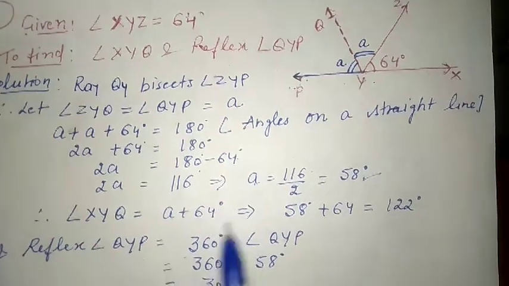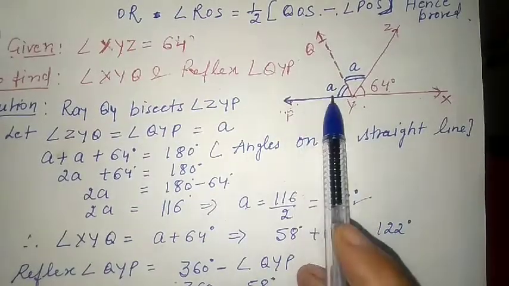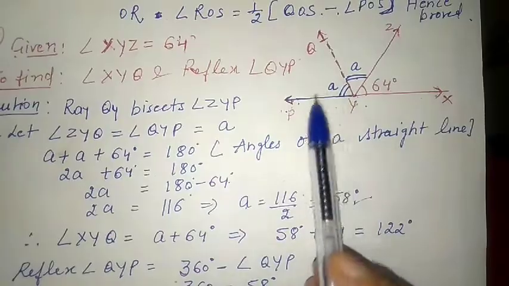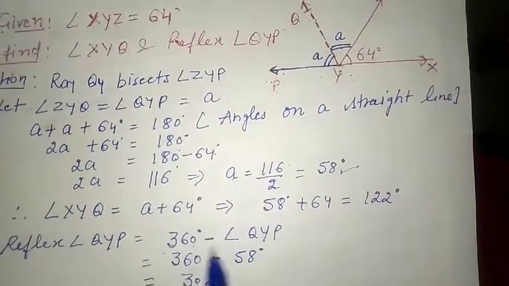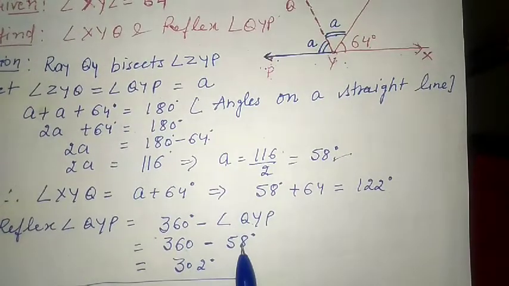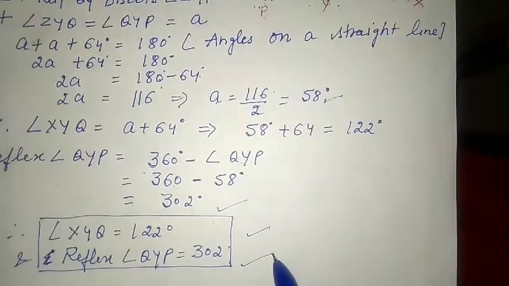Now we have to find reflex QYP. QYP is the same as A, and the value of A is 58. So what is the reflex of QYP? Reflex of QYP is 360 minus the simple angle QYP. So 360 minus 58 is 302. So both the angles are here.